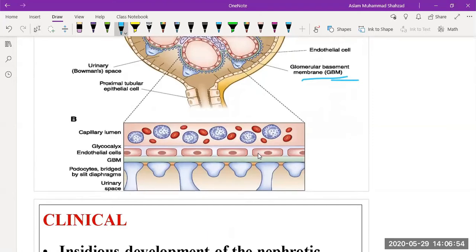Again, this is another picture to explain that these are the podocyte bridges. These are the podocytes. GBM, this is the glomerular basement membrane, and that GBM will decrease in diameter, and that's why this disease occurs. So this slide is only to show you anatomically how the structure looks.